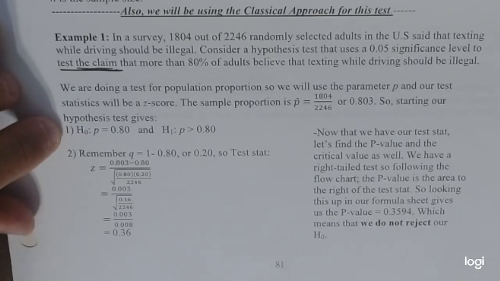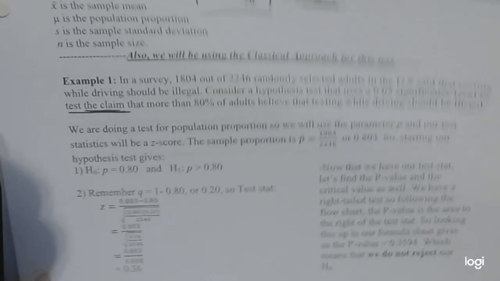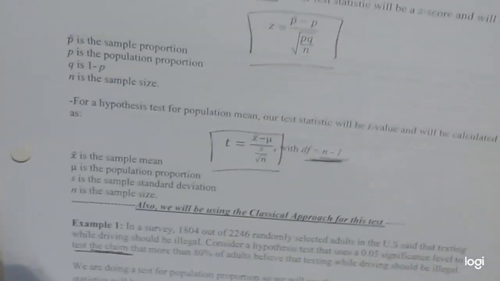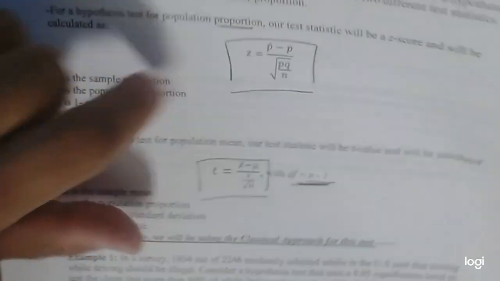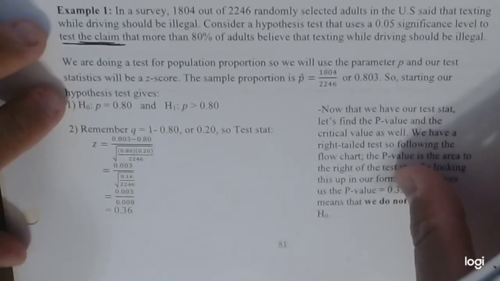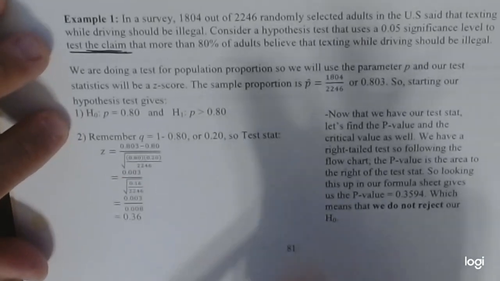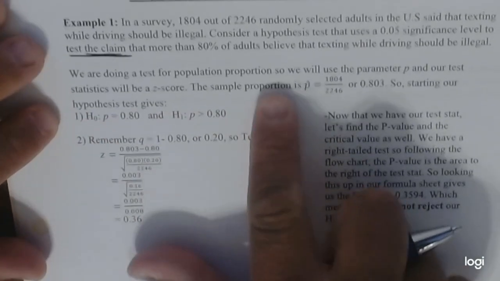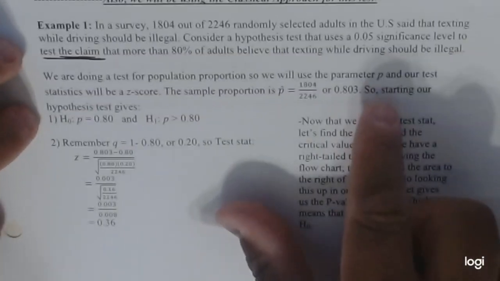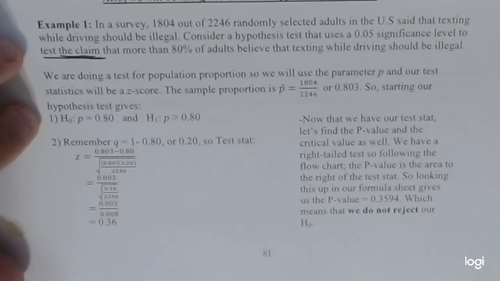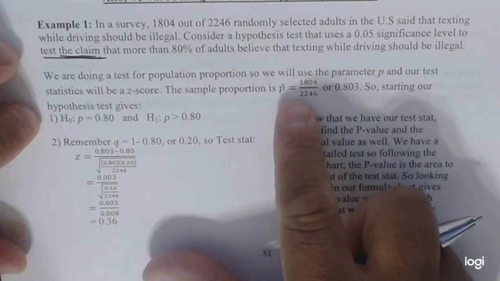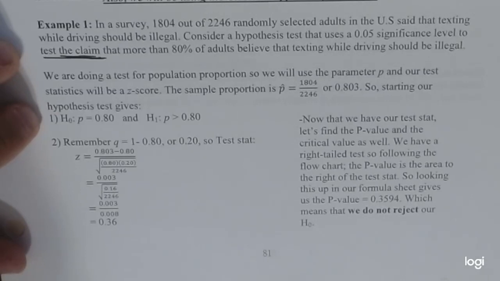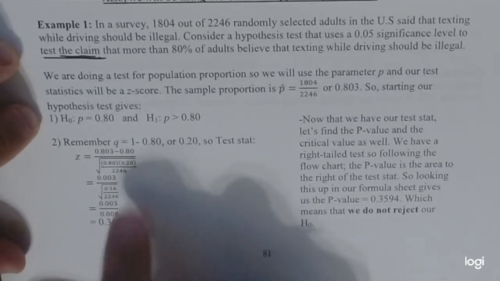Now step 2 is doing this part here, finding our test stat. Since we're doing proportion, we're going to be using this equation to find our z-score. Here we need 4 numbers. Our sample proportion is what's given in the question. According to our sample, what's the proportion who believe texting while driving should be illegal? They told us how many out of how many, so we just divide that, and it gives us roughly 0.803. So that is our p hat.